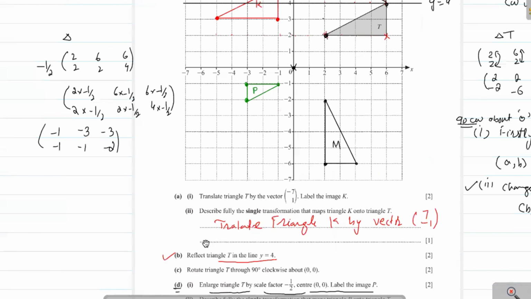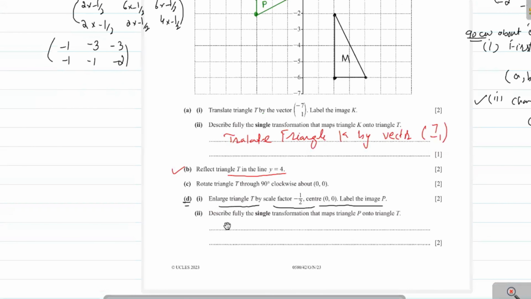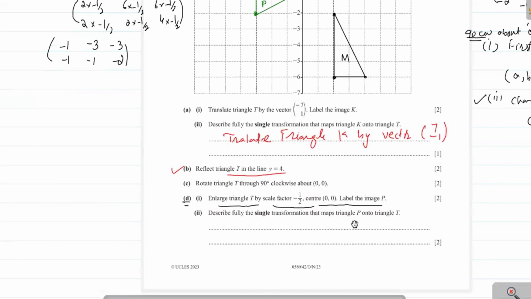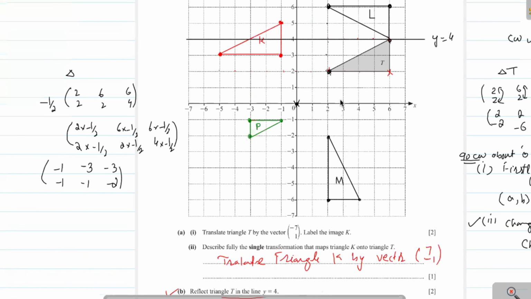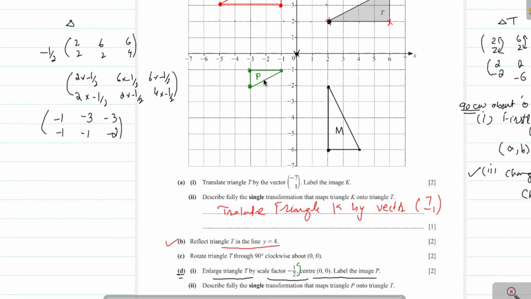Now next is the second part of part D: describe fully the transformation that maps triangle P onto triangle T. Now look here, this is the reverse transformation of T to P. Now we have to describe the transformation P onto T. Now look here, this is the enlargement about center 0, 0.